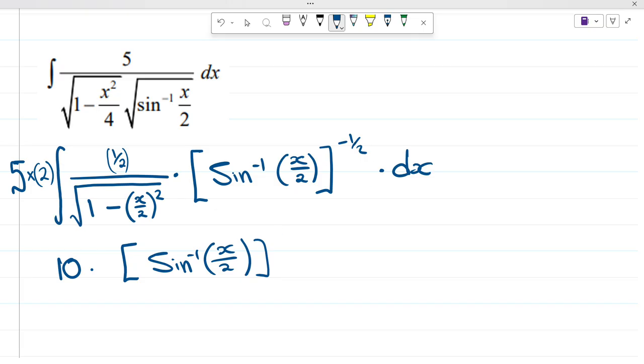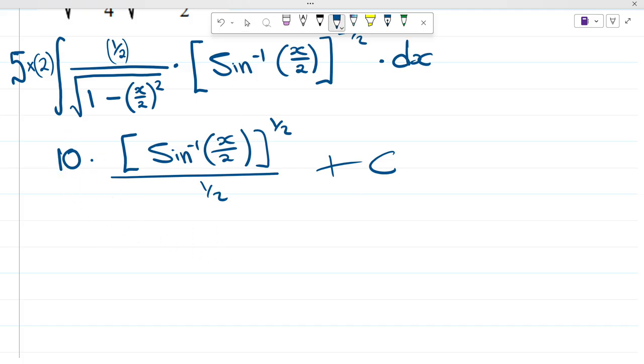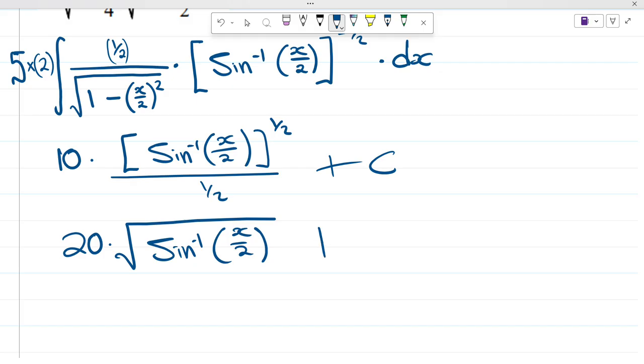So negative 1 over 2 plus 1 will give you a positive half, and then divided by positive half, plus c. And then from there, 10 divided by 0.5 is the same as 20, right? Is the same as 20 multiplied by, so an exponent of one half is the same as a square root. So we can then say this is the same as 20 times the square root of sine inverse of x over 2, plus c. Ta-da! You have your answer. So simple as that. You don't have to worry or stress about it.